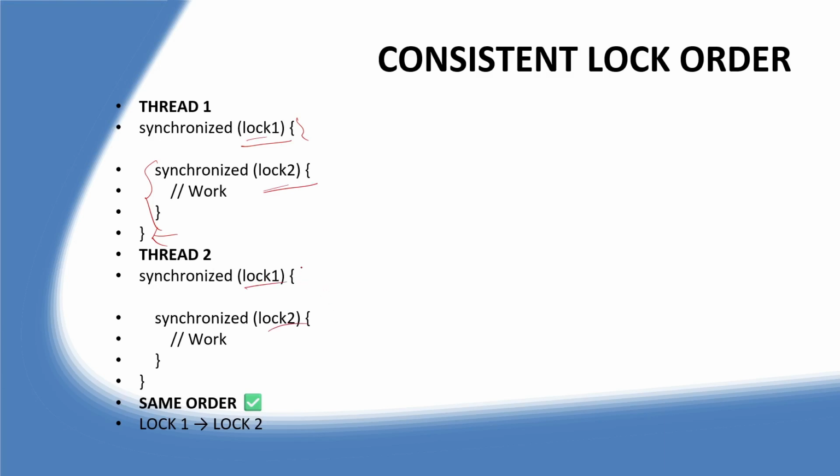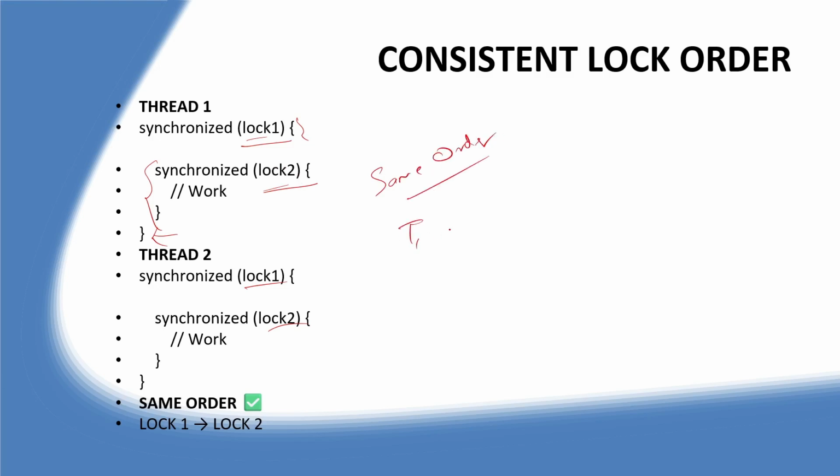Okay, so now both threads acquire the locks in exactly the same order. Lock 1 first, then lock 2. Now suppose thread 1 acquires lock 1, thread 2 cannot acquire lock 1 at the same time. So we are saying it should be in the same order, right? We are saying the locks should be acquired in the same order.